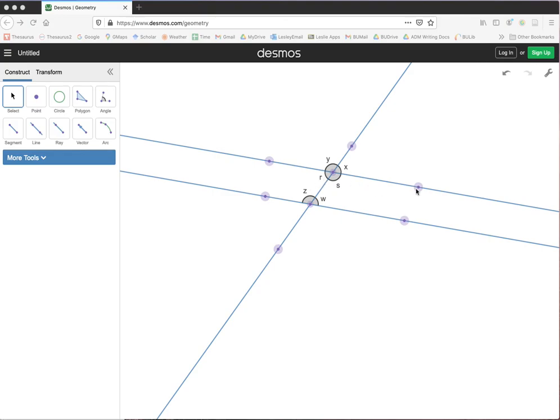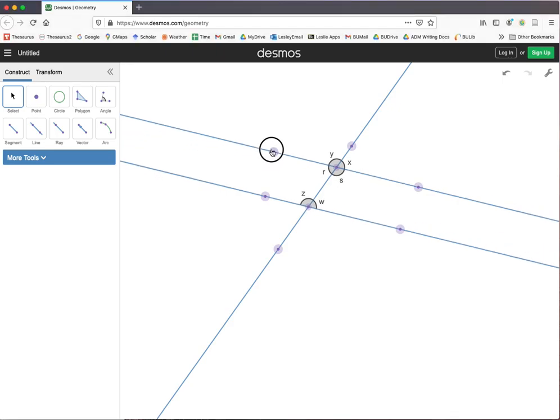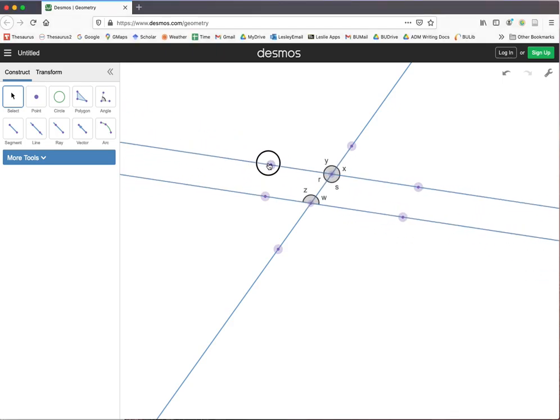What I would like you to do is look at the relationship between the angle measures of the alternate interior angles. So measure angle S, as I've shown you how to do before, and angle Z, and see what the relationship between the measurements is. And you can move around the lines, so you can go to the select tool after you measure them and move these lines around and see if the relationship you see holds. And then similarly, see if the other set of alternate interior angles, R and W, have the same relationship.